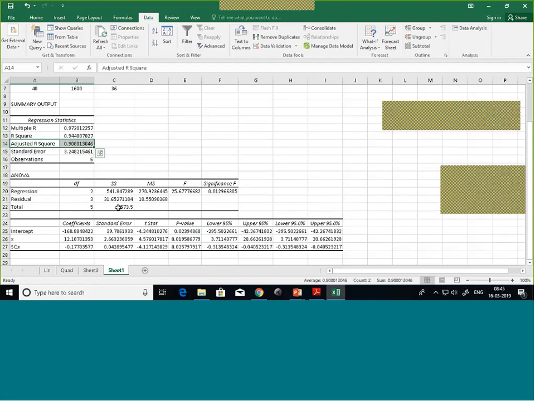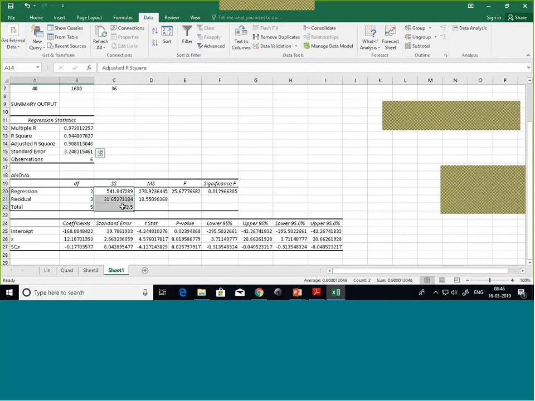As usual, the ANOVA table will have three rows: regression, residual or error, and total. So regression degrees of freedom is 2. Why? Because it is a multiple linear regression equation, two independent variables z1, z2. So degrees of freedom is 2. Total degrees of freedom is 5 because we have taken 6 observations for each variable. So 6 minus 1 is 5. Then the error degrees of freedom is 3.